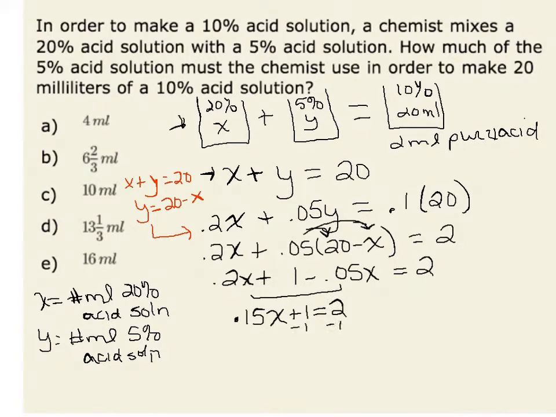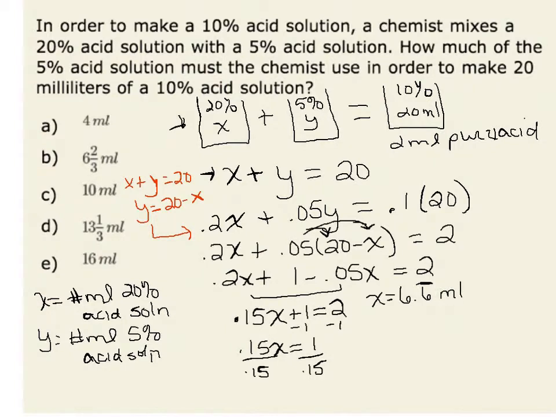Subtracting 1 from both sides, I get 0.15x is equal to 1. Dividing both sides by 0.15 will allow me to find the amount in milliliters of our 20% acid solution. Therefore, x is equal to 1 divided by 0.15, giving us a value of x of 6.6 repeating, and that would be in milliliters.